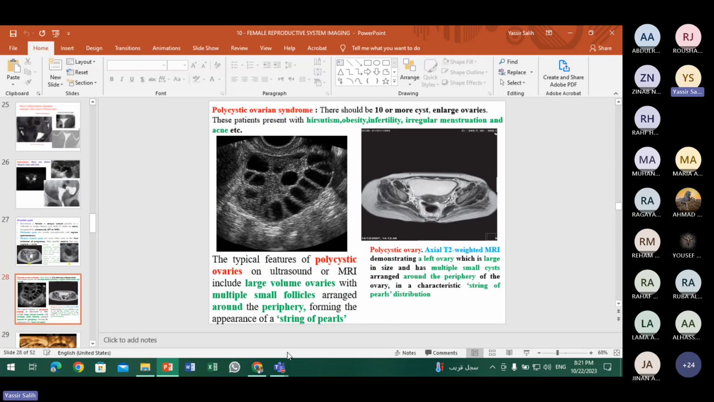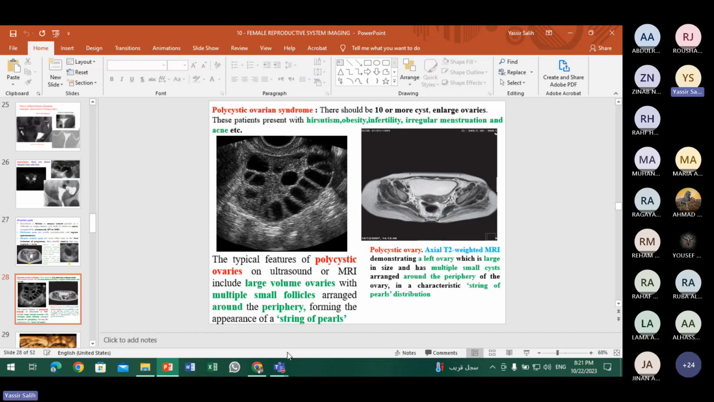Sometimes we have a patient presenting with hirsutism, obesity, infertility, irregular menstruation and acne. What do you suspect from this clinical presentation? PCOS, polycystic ovarian syndrome. So polycystic ovarian syndrome, you know the clinical presentation: hirsutism, obesity, infertility, irregular cycle and acne.